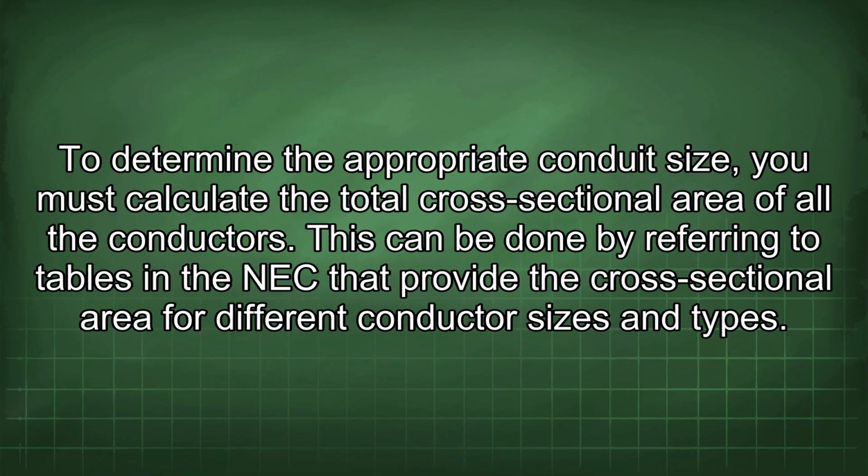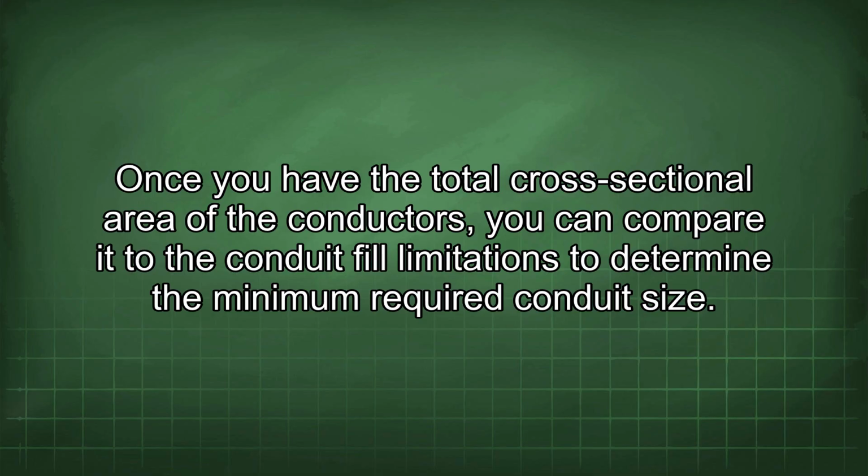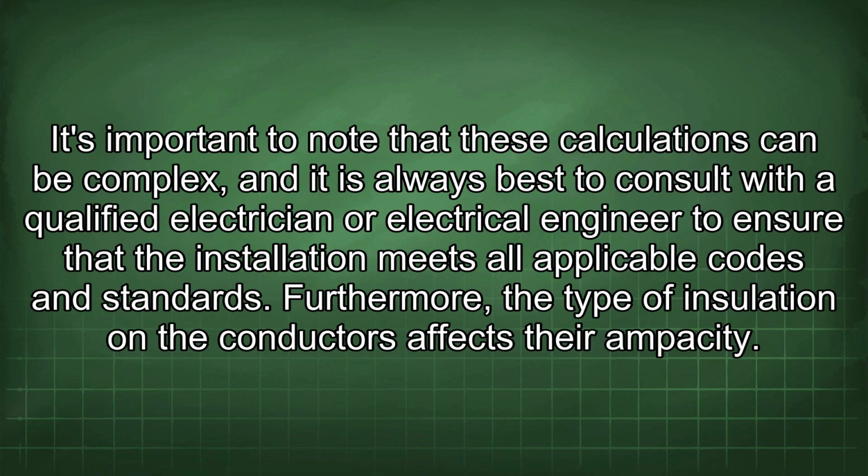internal area. To determine the appropriate conduit size, you must calculate the total cross-sectional area of all the conductors. This can be done by referring to tables in the NEC that provide the cross-sectional area for different conductor sizes and types. Once you have the total cross-sectional area of the conductors, you can compare it to the conduit fill limitations to determine the minimum required conduit size. It's important to note that these calculations can be complex, and it is always best to consult with a qualified electrician or electrical engineer to ensure that the installation meets all applicable codes and standards.